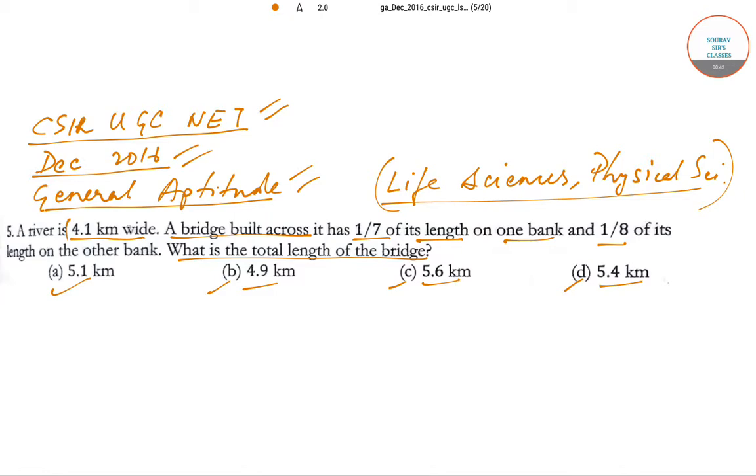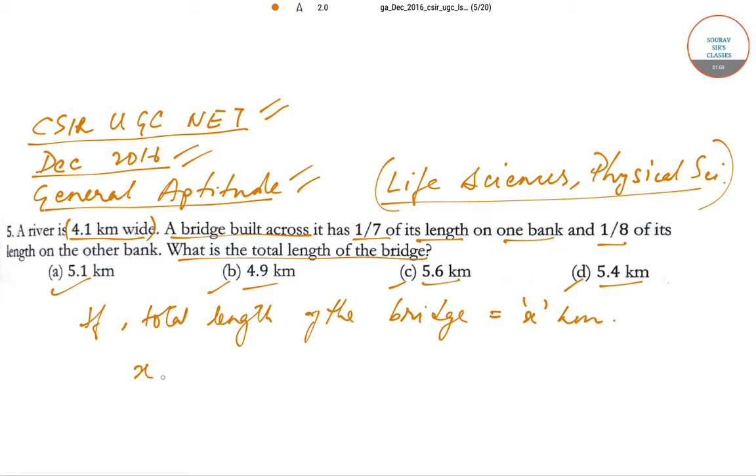Now it has been said the river is 4.1 kilometer and the bridge, 1/7 of its length is on one bank and 1/8 of its length is on the other bank. So if the total length of the bridge is equal to x kilometer, so that implies that out of the total length 1/7 of the bridge is on one of the banks, so minus 1 by 7x, and 1/8 of its length is on the other bank.